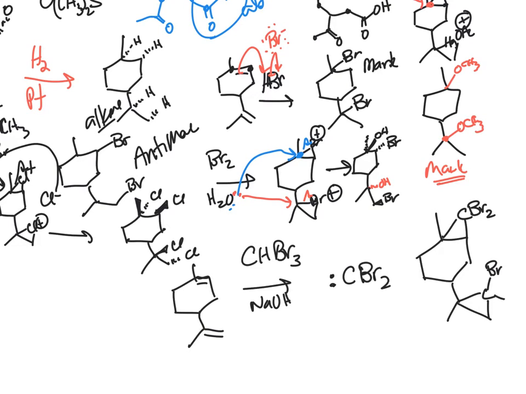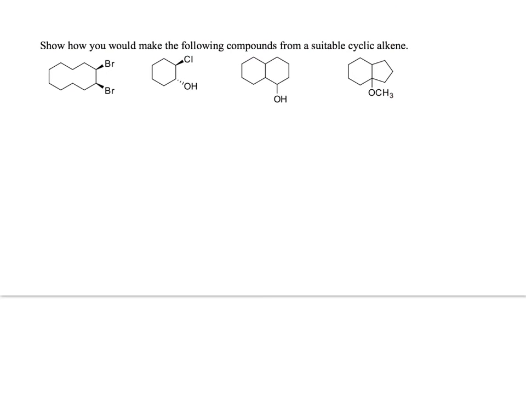So bromide top and bromide bottom. Cyclopropane, alkyl halide. Okay, this problem, go ahead and make the correction. The bromine should be anti. And so what is a suitable alkene? So you're going to add bromine. And so the suitable alkene would look something like this.